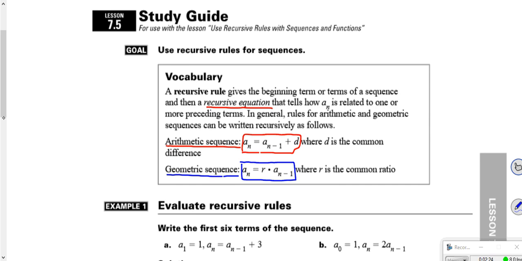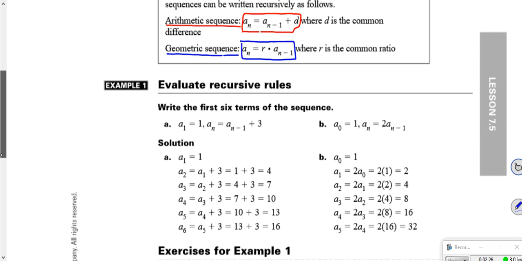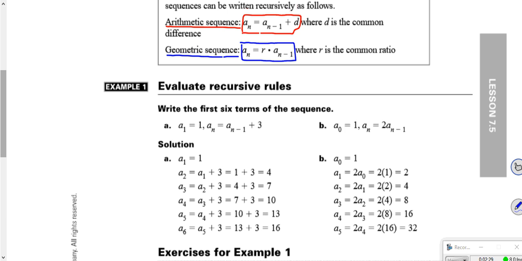Now, look down here at some of these examples. Example 1 says evaluate recursive rules. Write the first 6 terms of the sequence. On all of these, it has to give you 2 things. It has to give you the first term, because you have to have a starting point, and then it has to give you the rule. Up until now, when we were writing sequences and series, we always started at a 1. On a recursive rule, you don't necessarily have to. They can give you whatever starting number they want you to use.